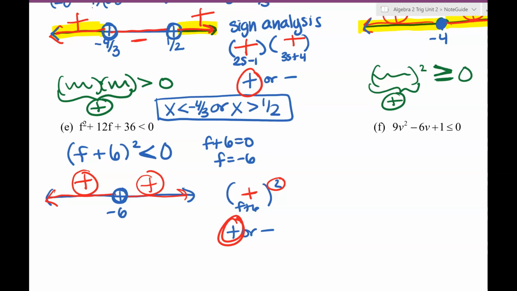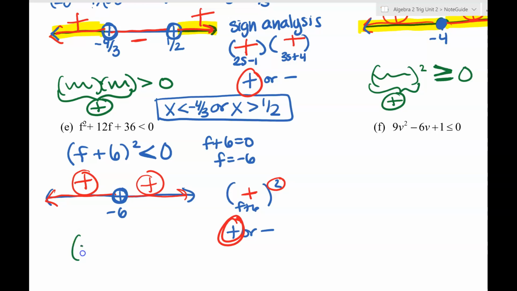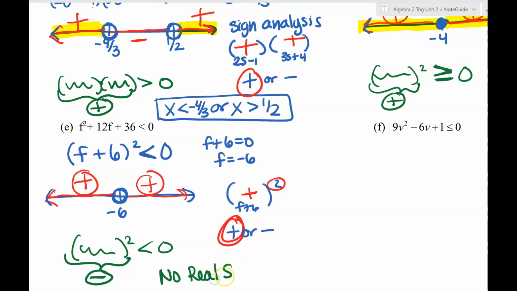And then let's look at what we're looking for. So again, when we look back at the problem, we're looking for something that when we square it, it's less than 0, meaning we want this to be negative. And there are no negative results, not even at -6, because we didn't say we could be equal to 0. So here, none of the number line is shaded. There is no real solution to this.